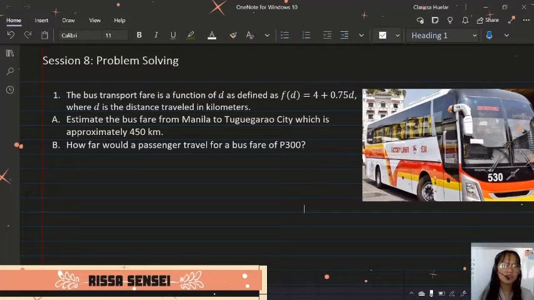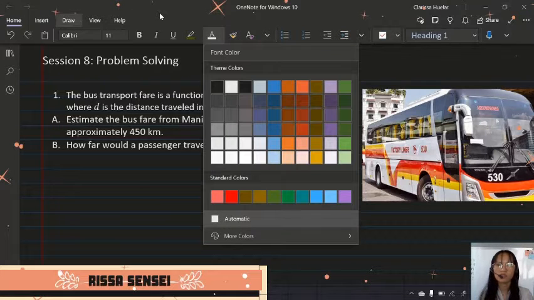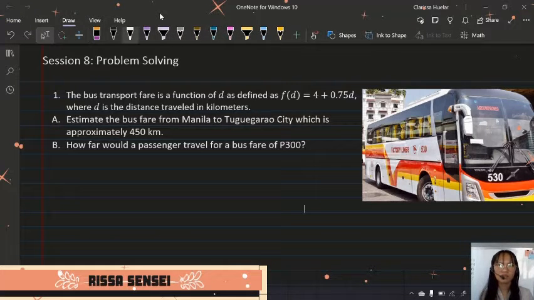Since we do not need to look for the function here, kasi given naman na yung function, ang function natin ay itong f of d equals 4 plus 0.75d. So, ito na yung gagamitin natin to answer letter A.